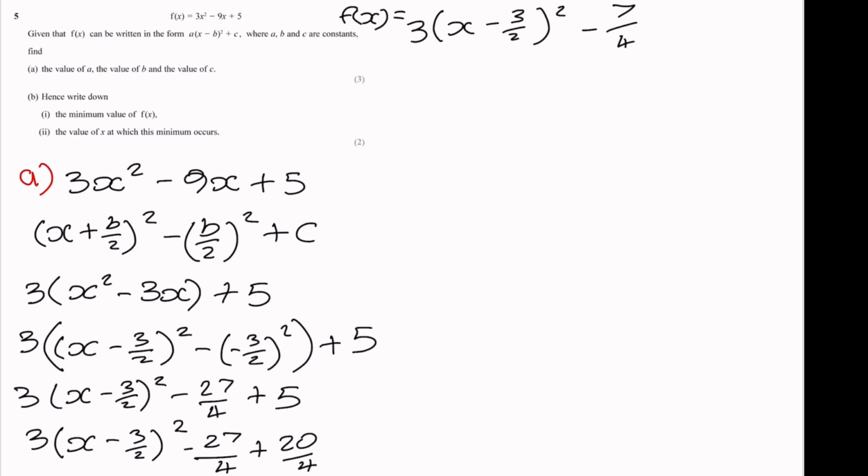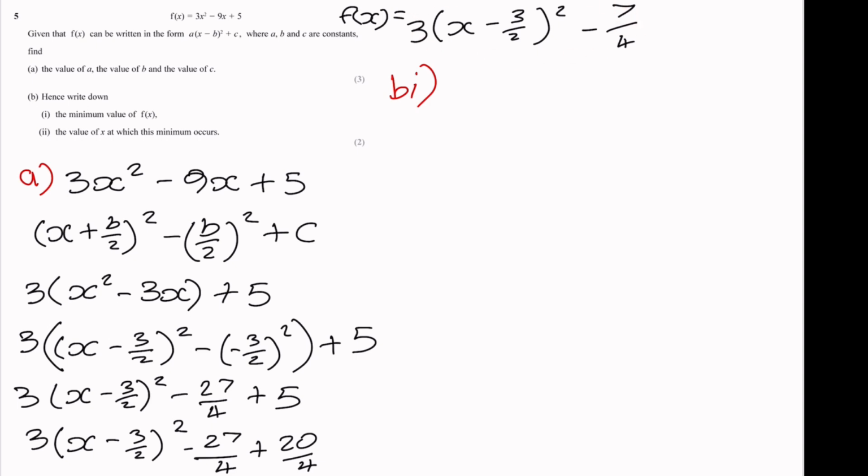So part B i, hence write down the minimum value of our function f of x. Okay, so if you imagine we plotted this function on a graph, say y equals this, or this, because this is the same thing, we've just written it in a different format.